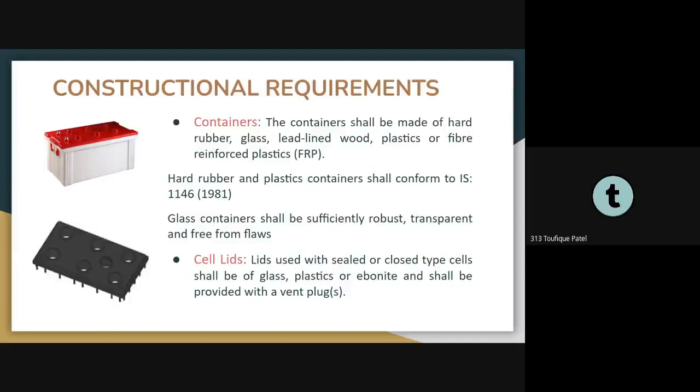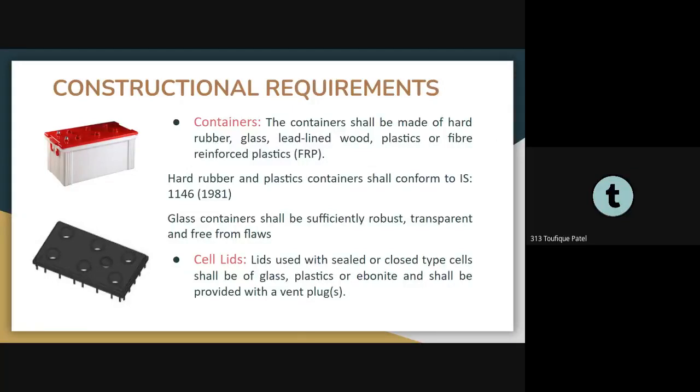First is containers. Containers shall be made of hard rubber, glass, lead lined wood, plastics, or fiber reinforced plastics. Hard rubber and plastics containers shall conform to IS 1146 of 1984. Glass containers shall be sufficiently robust, transparent, and free from flaws. Cell lids. So, cell lid you can see on the left.